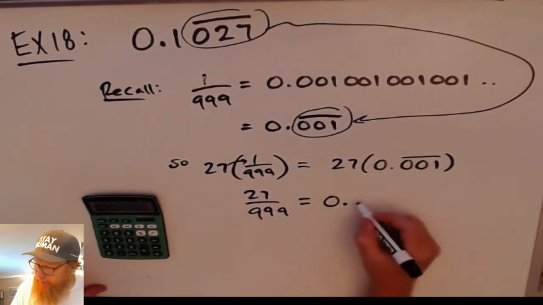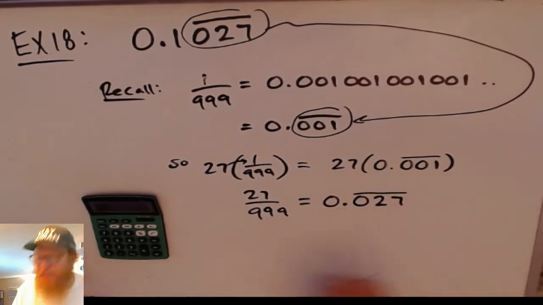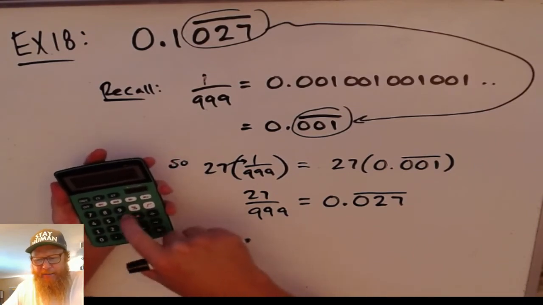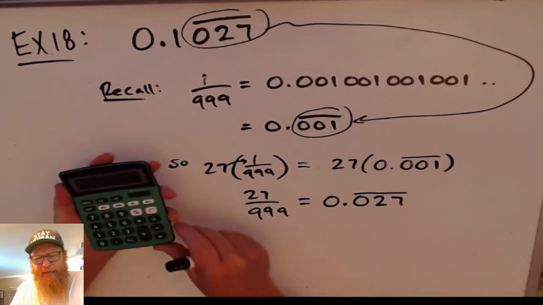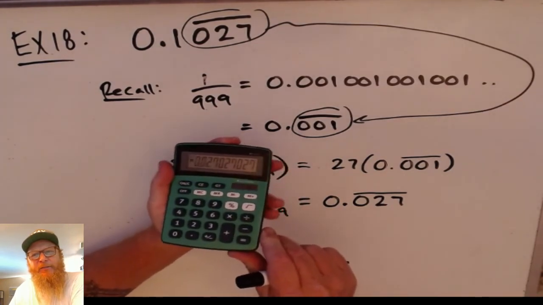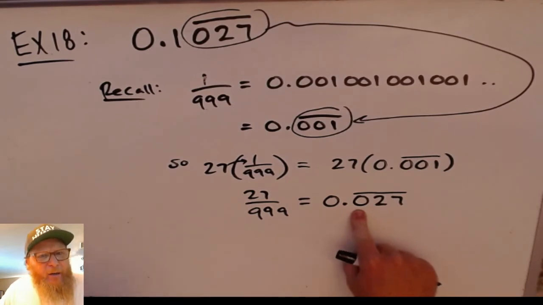And that should be 0.027 with the whole 027 repeating. And I would check as you go along. 27 divided by 999, and there you go. 027, 027, 027, 027. Make sure that the 0 is actually part of the repeater.